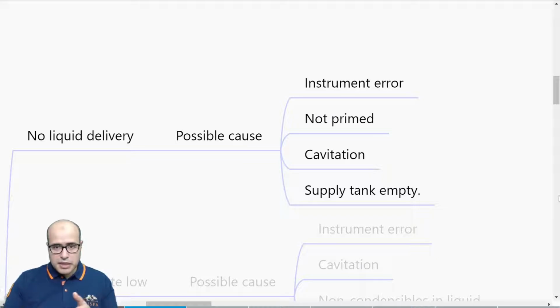Maybe the supply tank is empty, and we have seen these cases several times when people quickly start the pump without checking the upstream tank to see if there is a good level there, above the NPSH for the pump or not, and they accuse the pump of not delivering. But if they made a proper check according to the standard operating procedure, they will find that they should check the level of the tank first before they start the pump.